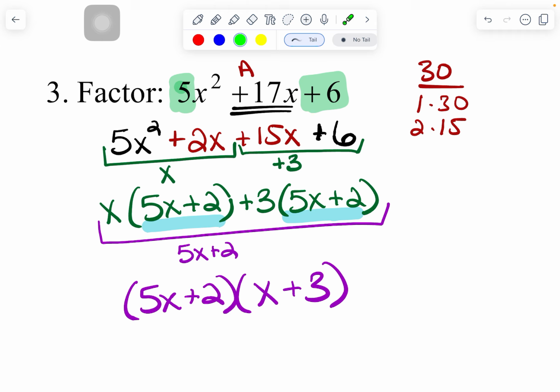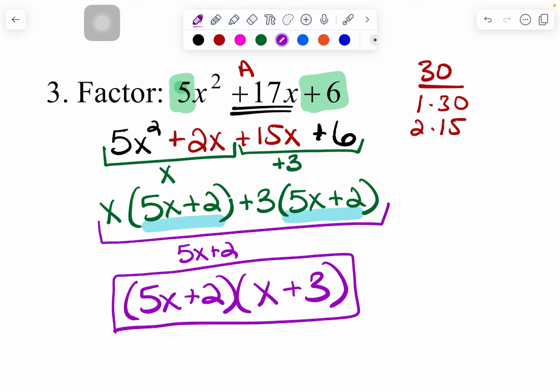If you don't trust me, if you don't trust your own work, let's check it. 5x times x is 5x squared. 2 times 3, 6. Then if I multiply my middle terms, 2x, that becomes 15x, everything's positive. 2x plus 15x makes me a 17x. Folks, I have factored this accurately. All right, this is called the AC method. You turn the trinomial into a 4-term polynomial, and then it becomes a matter of factor by grouping.